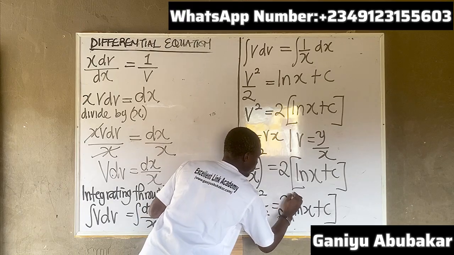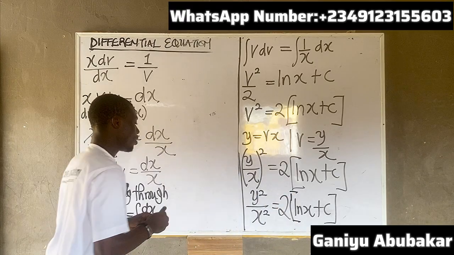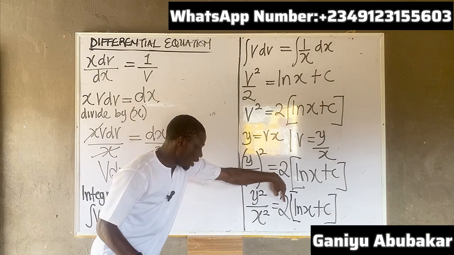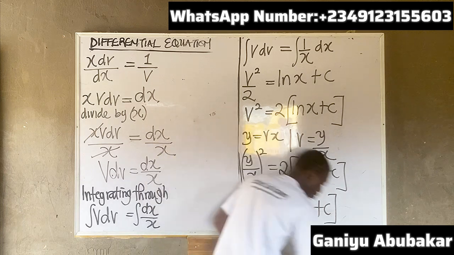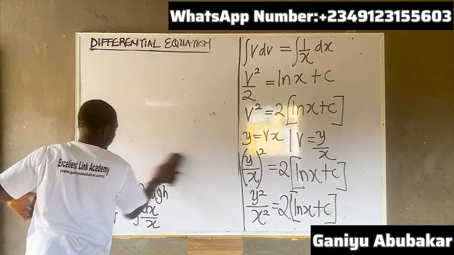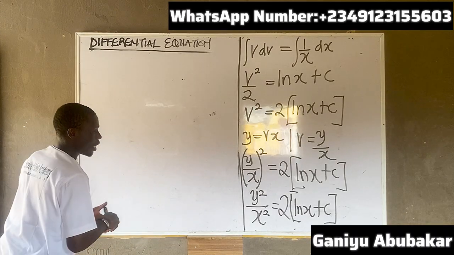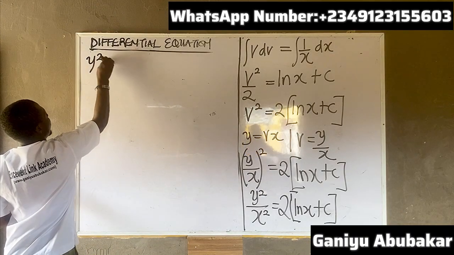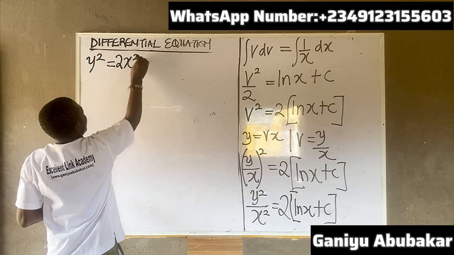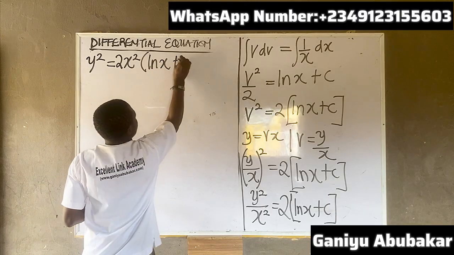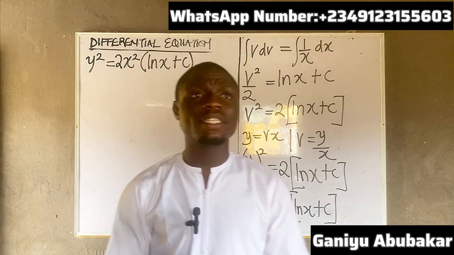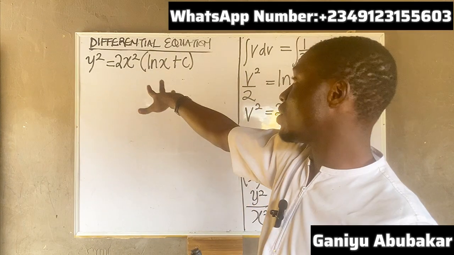All right. Plus c. I have this one here. Take this 2 here. That gives you 2x squared. Attach this 2 here. That gives you 2x squared. So proceeding, that gives you y squared is equal to, I put this x squared here, 2x squared into ln x plus c. All right. You can see that in this case now, they are both in terms of x and y.